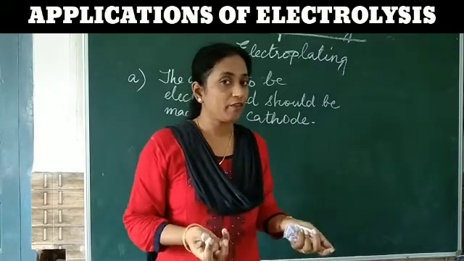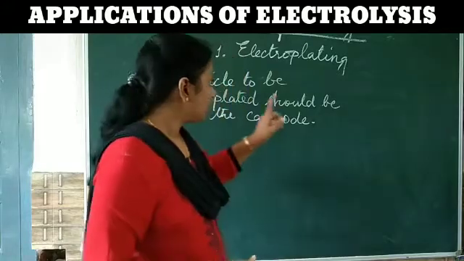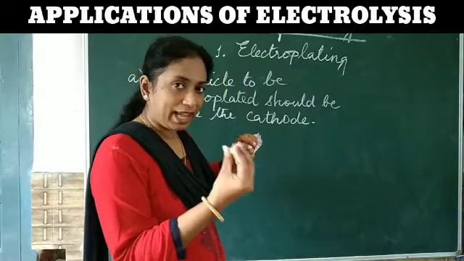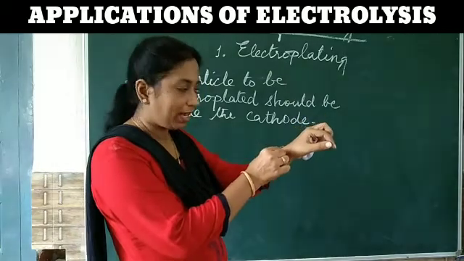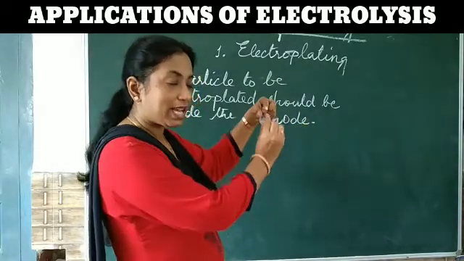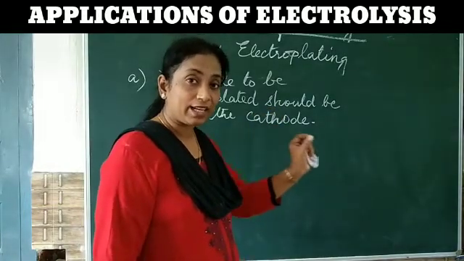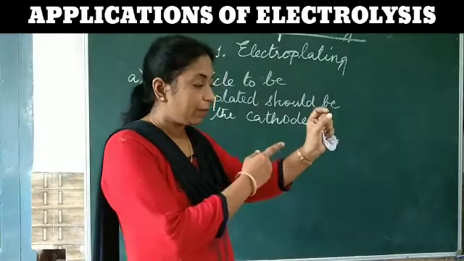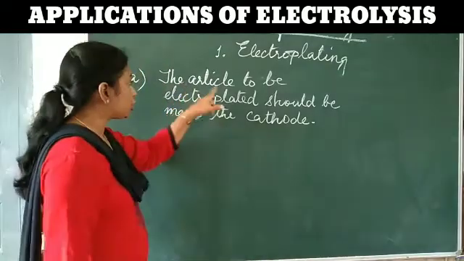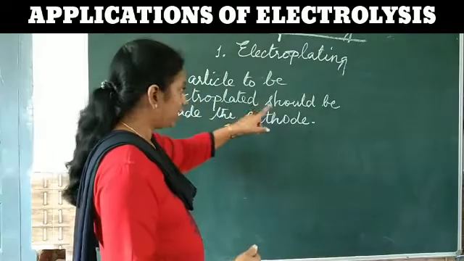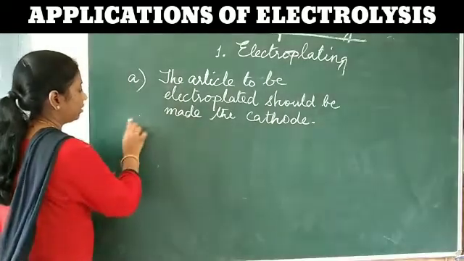And in electroplating, we want the metal to be deposited. So, whatever article that I want to electroplate, if it was my watch chain, then I will put this chain and I will make it the cathode. Okay, I will connect it to the negative terminal of the battery, then this will become the cathode. Okay, so the article to be electroplated should be the cathode.